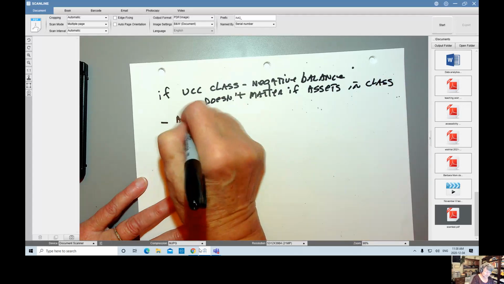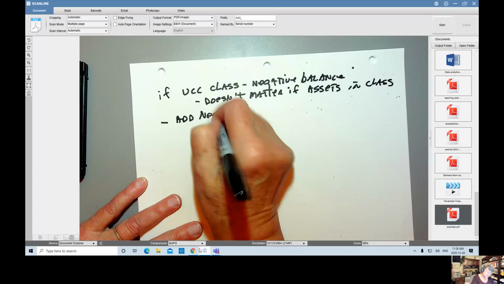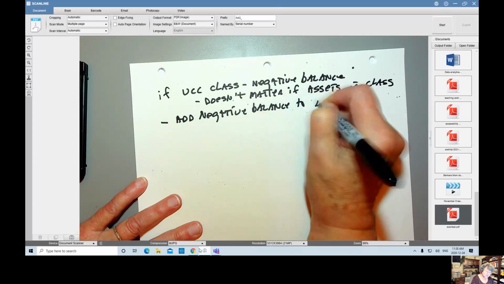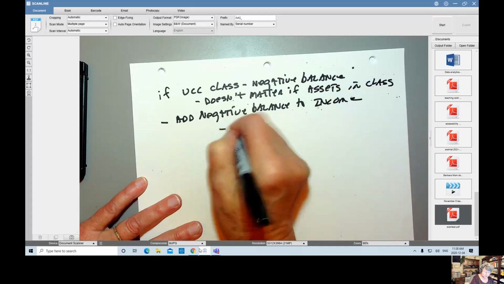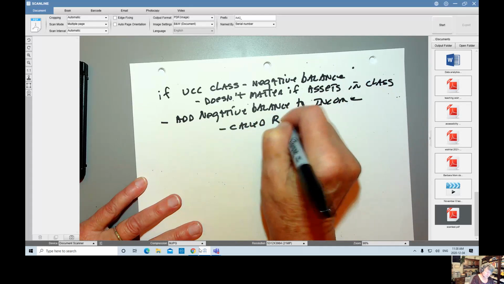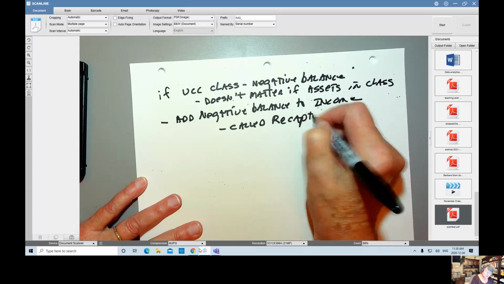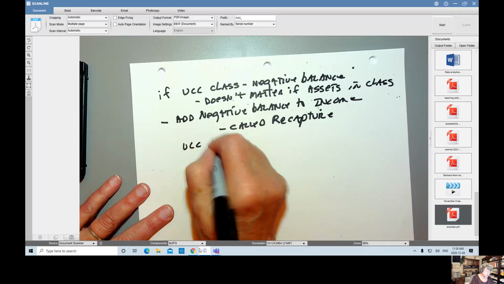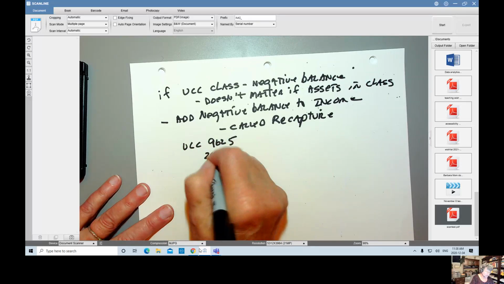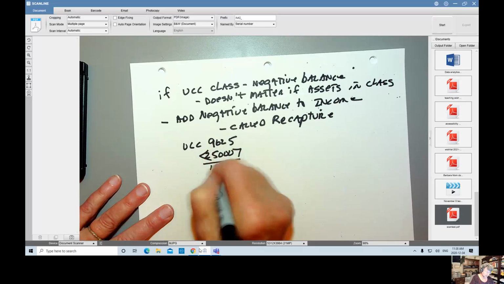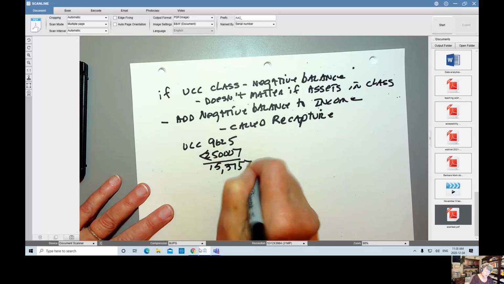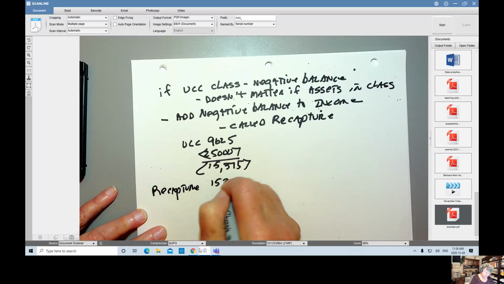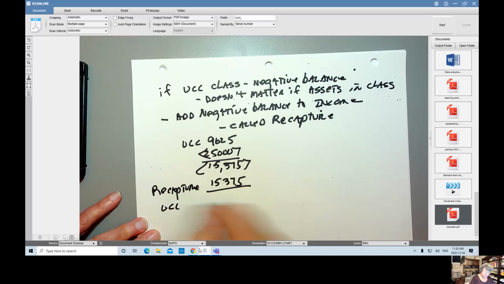You add the negative balance to income. It's called recapture. So I have that UCC of 9,625. I subtracted the 25,000. It went negative by 15,375. What I do is take that into income, called recapture, and the UCC is now 0.